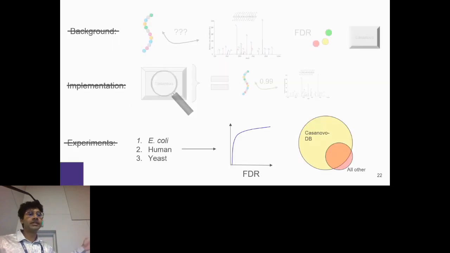So that was the experiment section. We went over the 3 different organisms we used, the FDR curves related, and also this orthogonal experiment showing the overlap in identified peptides. And where does this leave us?